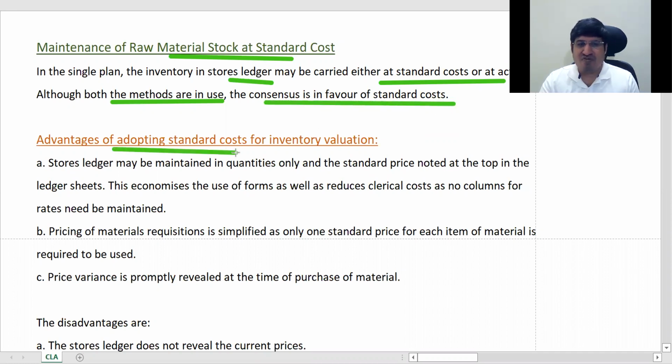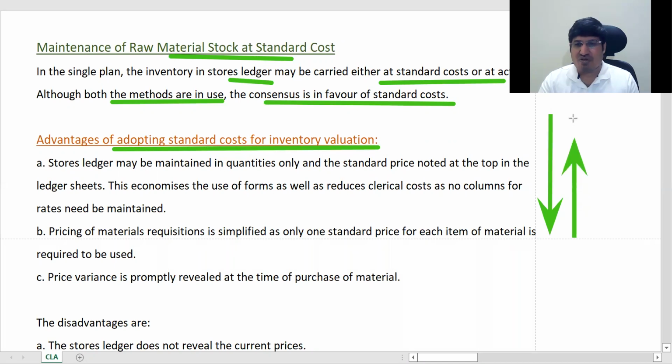यहाँ पे advantages of adopting standard cost for inventory valuation. What are the advantages? One is that if you are adopting standard cost, then standard price will be one price. Whatever item is coming into your stores or going out of your stores, you don't have to calculate balance every time because you know that the cost will be standard cost only. You can directly just put the cost and you can value it very easily. So that is the advantage.